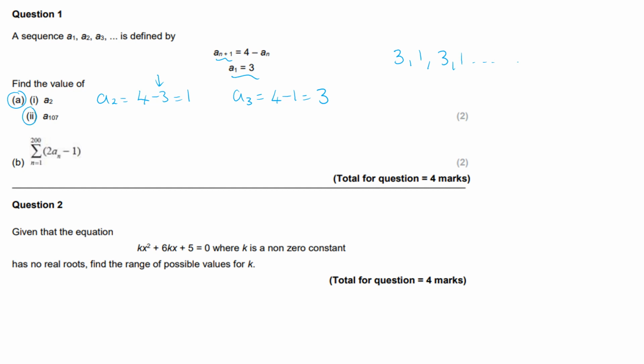So for the next part, to get the A107, that is an odd term of the sequence, and we know when we get to the first and the third term, that's 3. So A107 is going to be 3.